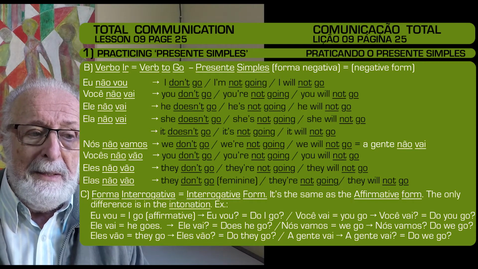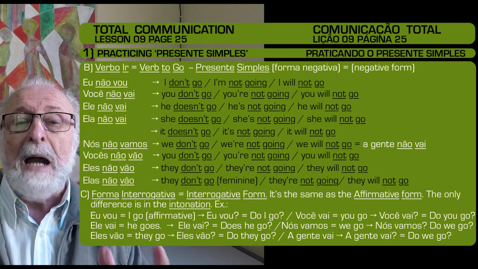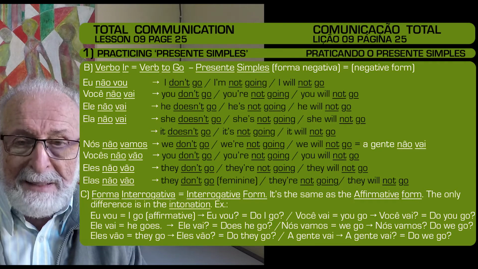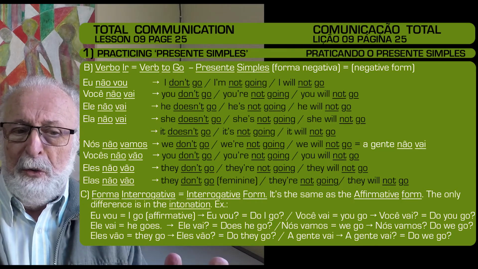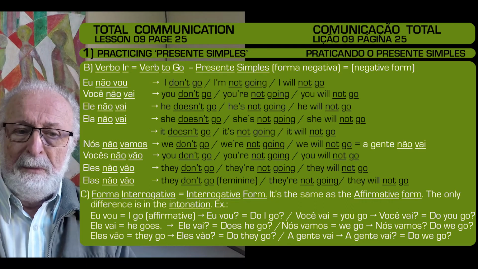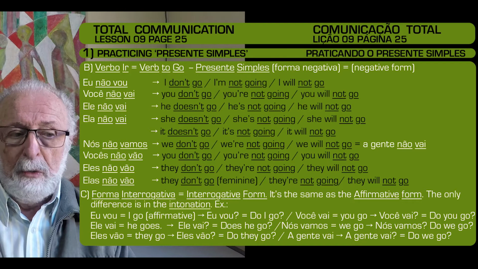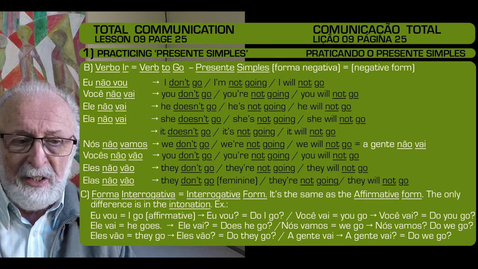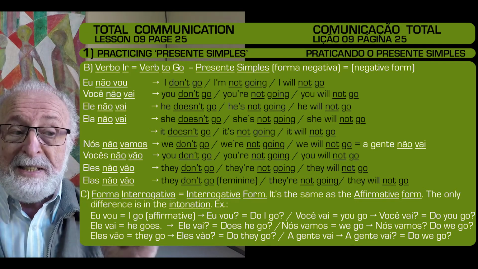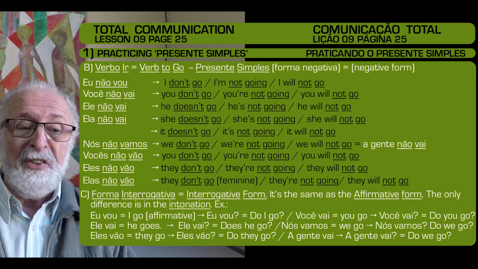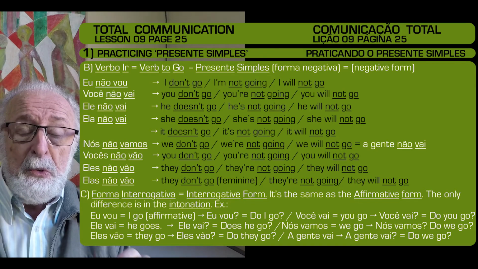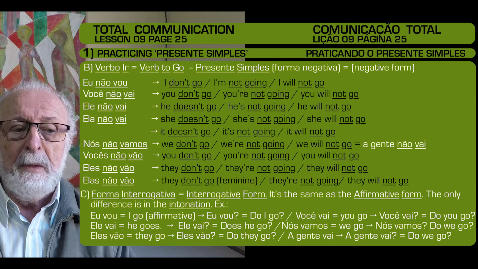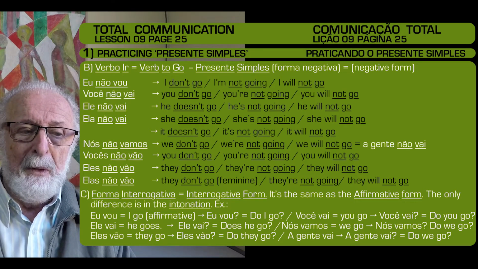I don't go. I'm not going. I will not go, or I won't go. Okay? Eu não vou means all that. You can simply say eu não vou. I'm not going, or I will not go. You can replace the three situations easily. Você não vai. It means you don't go. You're not going. You will not go. Okay? Você não vai.